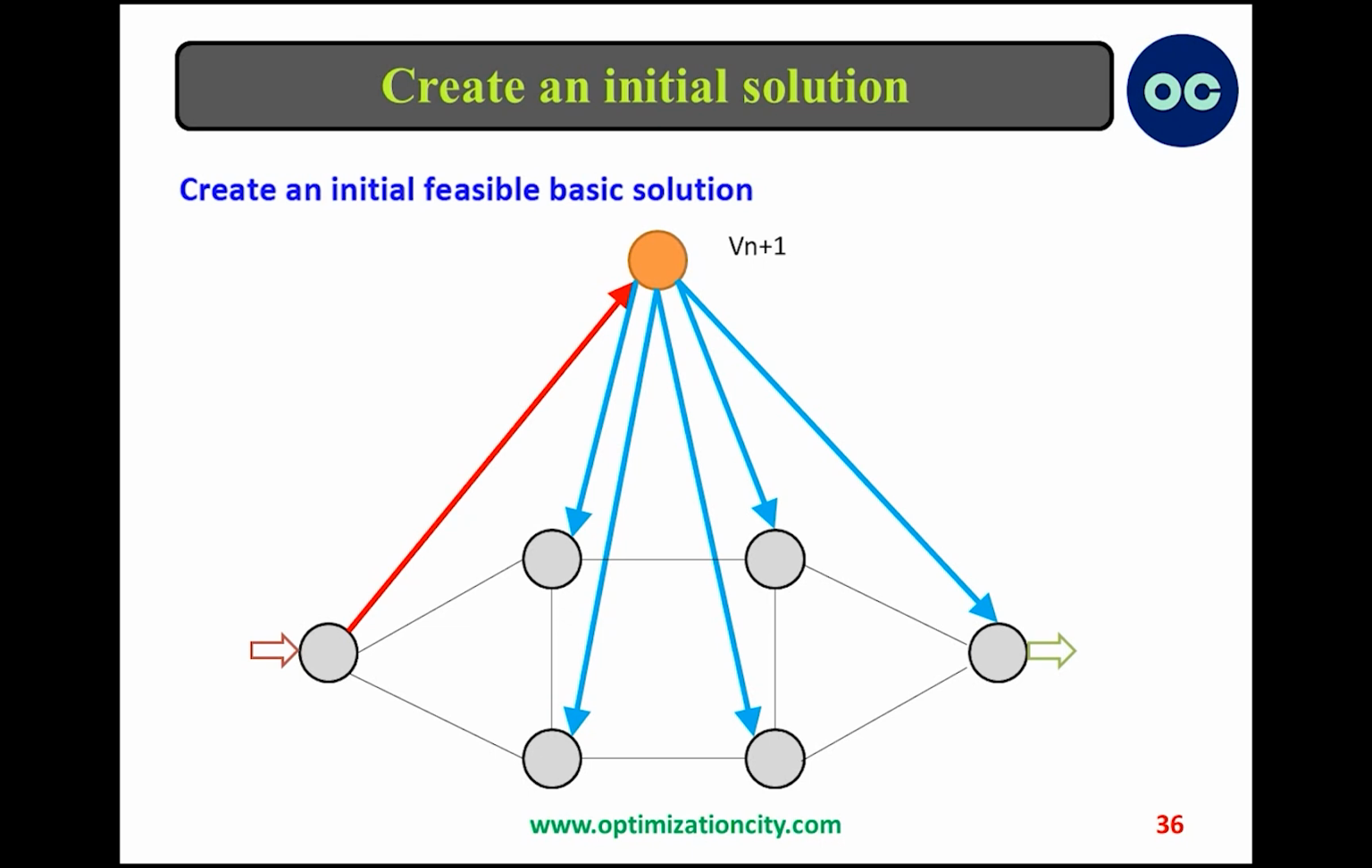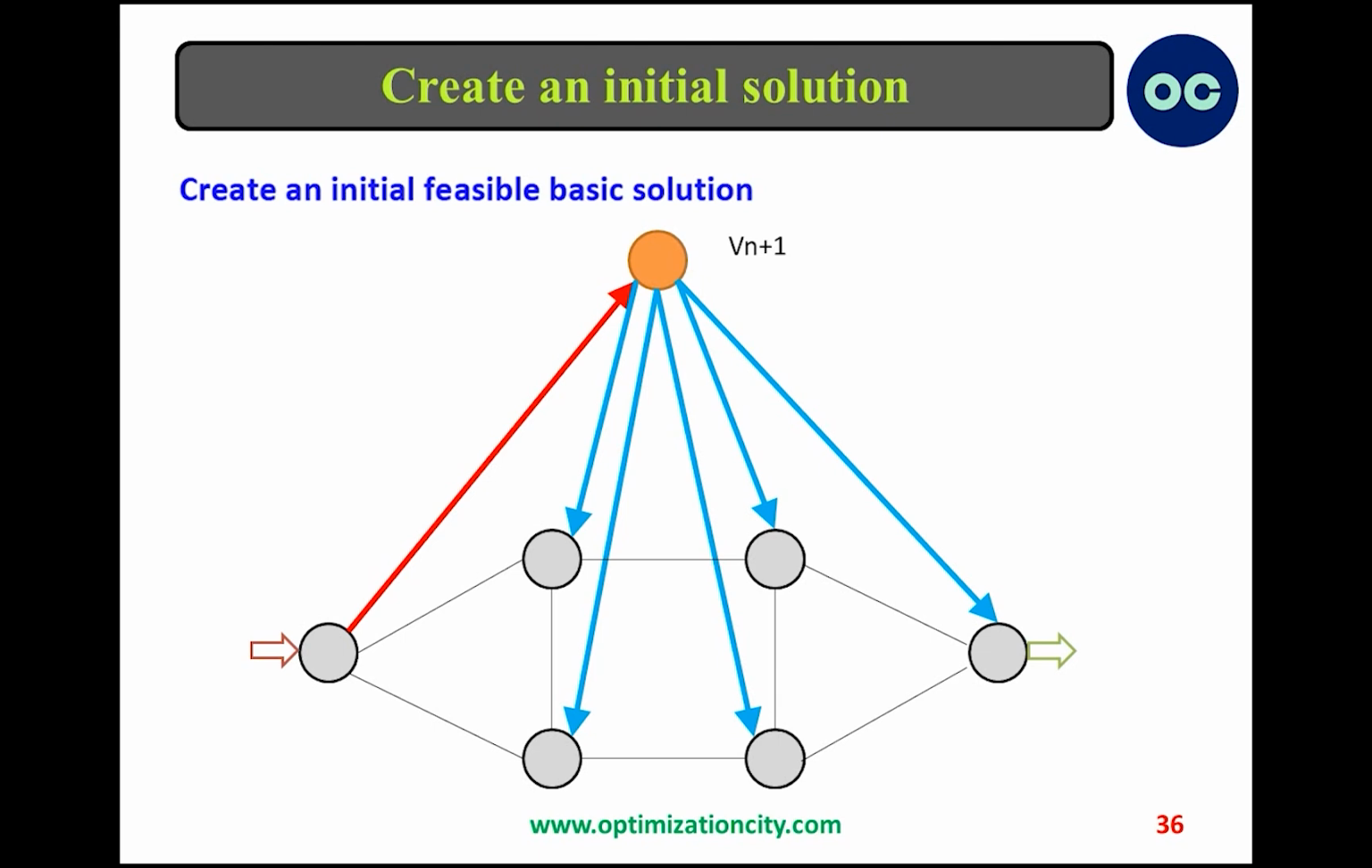This method includes introducing an additional node called V sub n plus 1. For nodes with supply, we connect them to V n plus 1 by adding an arc with the cost of 1. On the other hand, for nodes with a demand or intermediate nodes, we connect V n plus 1 to those nodes with an arc having the cost of 1. The remaining arcs have a cost of 0.